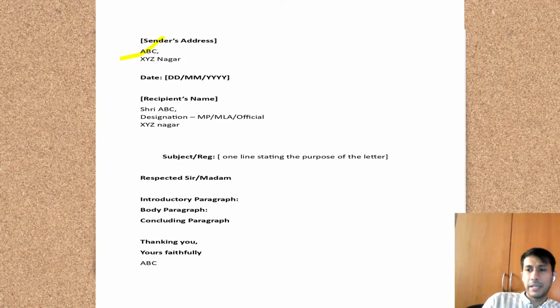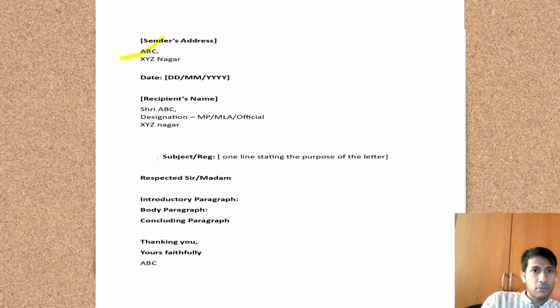So that can be any MP, MLA, editor, SP, DC. So start with Shri ABC. Write their designation in full form: a member of parliament, member of legislative assembly, district collector, superintendent of police, or editor in chief. But do not mention the locality. If it is a newspaper, XYZ newspaper. If it is an organization, XYZ organization. If it is an MP, MLA or an official, XYZ Nagar or XYZ locality. Do not violate these instructions.